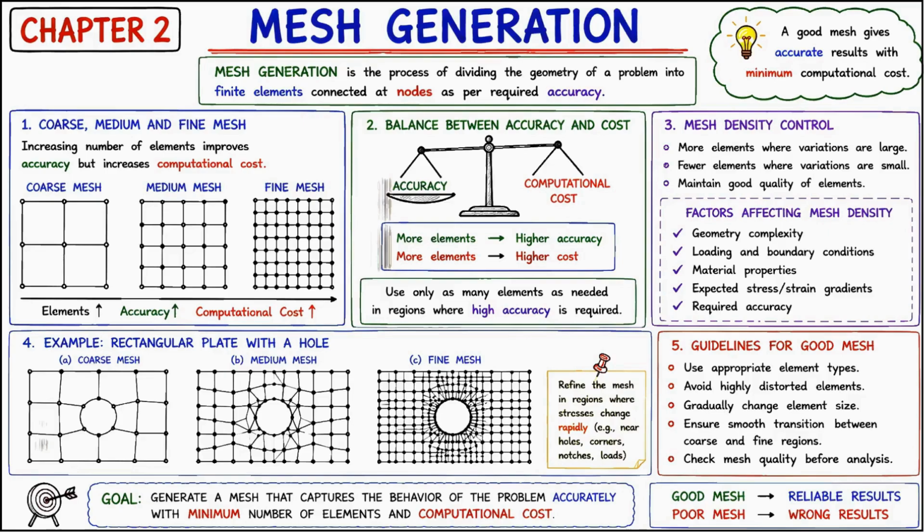In this lecture, we learned about the different types of finite elements, understood the concept of degrees of freedom, and explored how engineers generate an efficient finite element mesh for analysis. In the next lecture, we will continue with mesh refinement, element connectivity, and local and global coordinate systems. These topics explain how finite element models are improved and assembled before solving the governing equations.